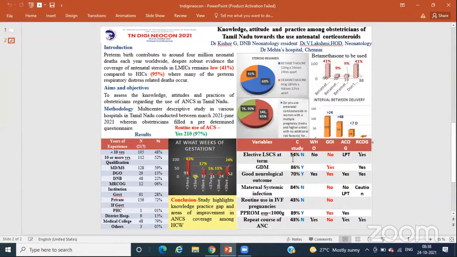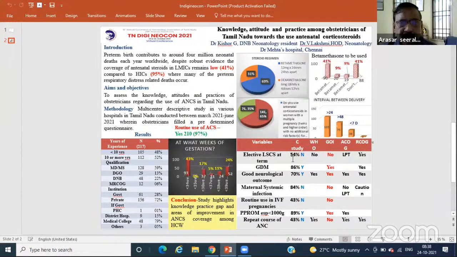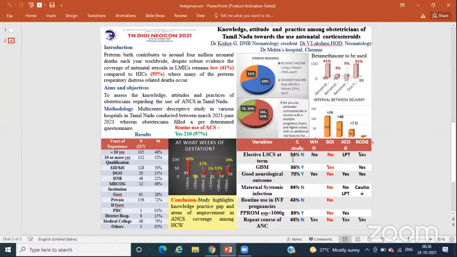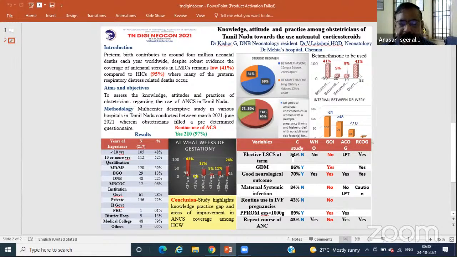Thank you. How was the study done? Sir, we designed a questionnaire and sent it by mail or through offline mode to various hospitals in Tamil Nadu and got their responses. Okay, you have sent the mail to the obstetricians. Yes, sir. And because you are not there in person to verify, whether they are answering offhand or referring to someone and then answering, no?